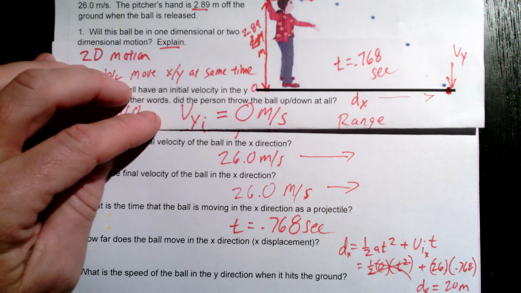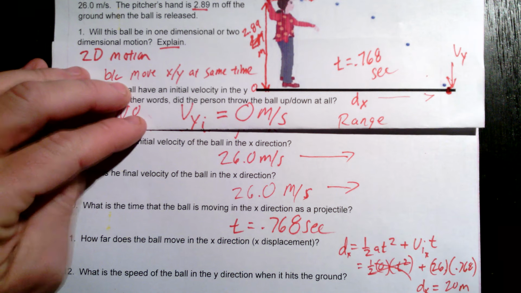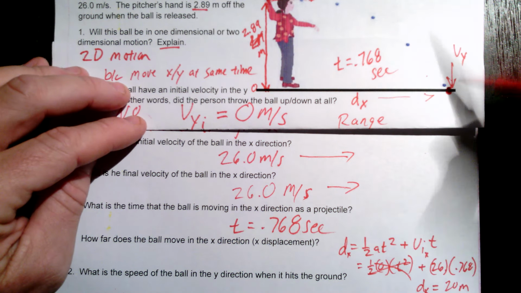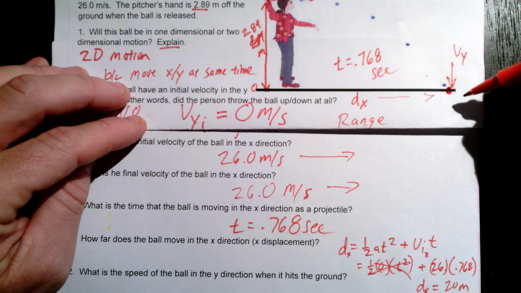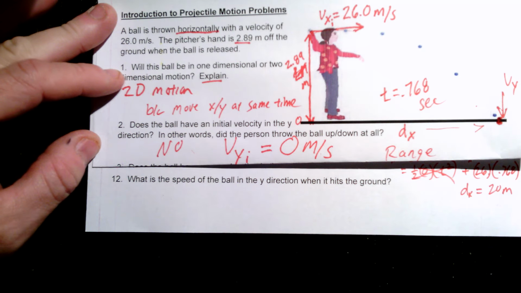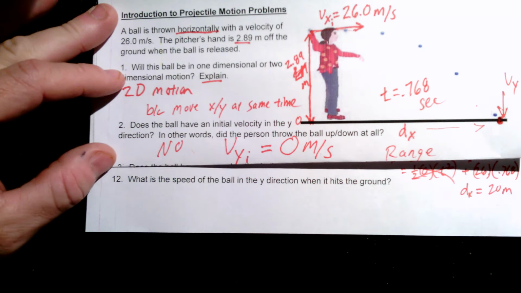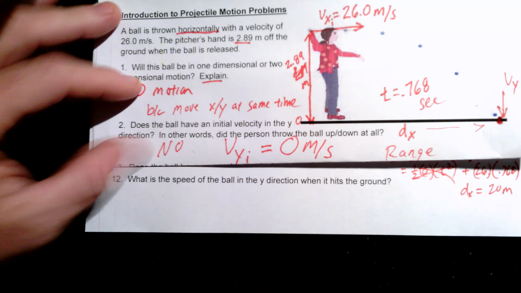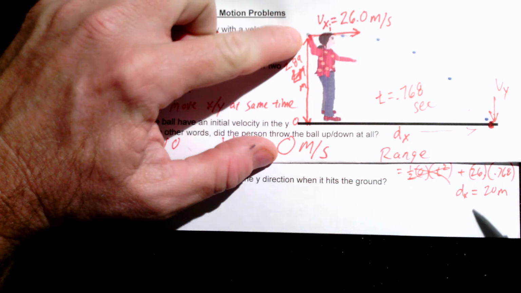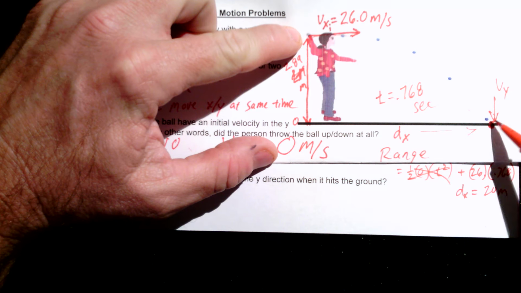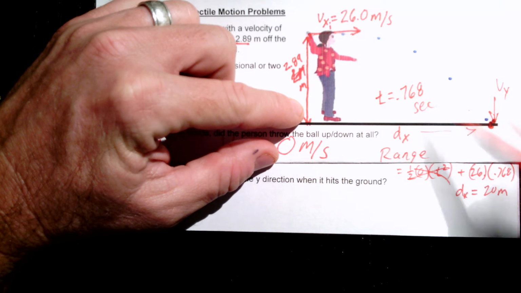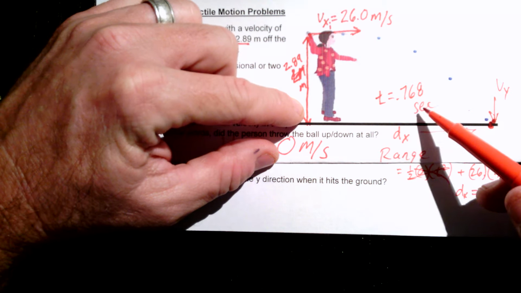Now, something else we haven't figured out. When the ball hits the ground, it now has a y velocity. It strikes the ground with a certain velocity. What was that velocity? So let's see. How can we figure the speed of the ball in the y direction now when it hits the ground? Well, what do we know about the y? We know its starting speed is 0. We want to know what this is. We know how far it falls. We know the time it falls.